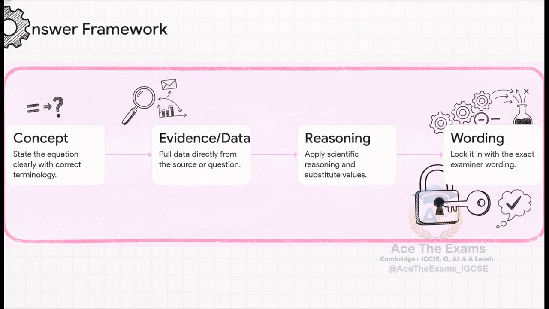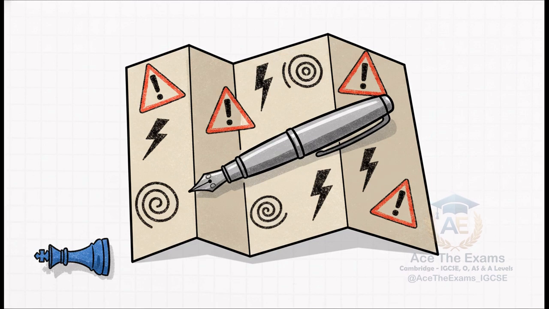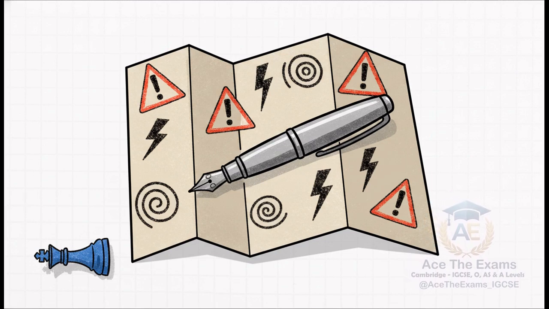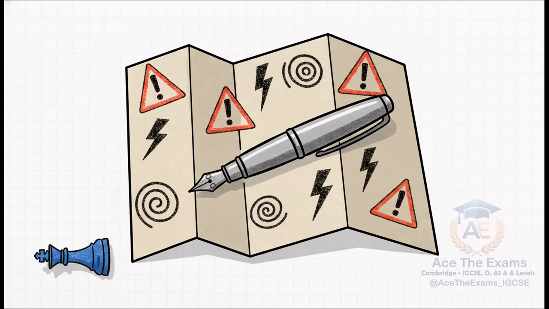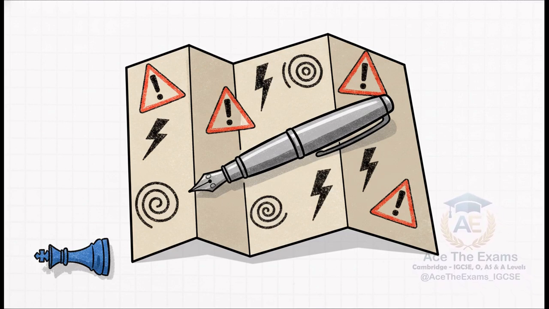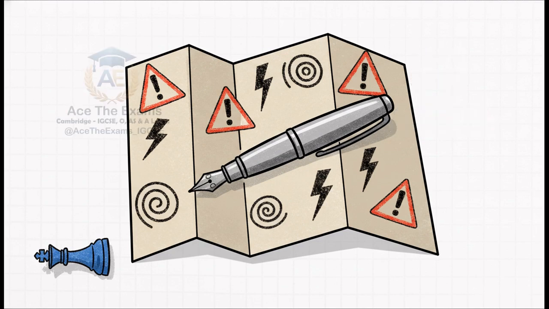Common chess traps. Missing units, rounding too early, vague explanations, graph axis errors, wrong variables, conclusions not supported by data. These are the fatal errors direct from the source that will tank a promising calculation. You've got to make sure you are checking this list mentally. The source specifically flags missing units, rounding too early, vague explanations, graph axis errors, using the wrong variables, and making conclusions that just aren't supported by the data. Any single one of these is an instant checkmate for your method marks.